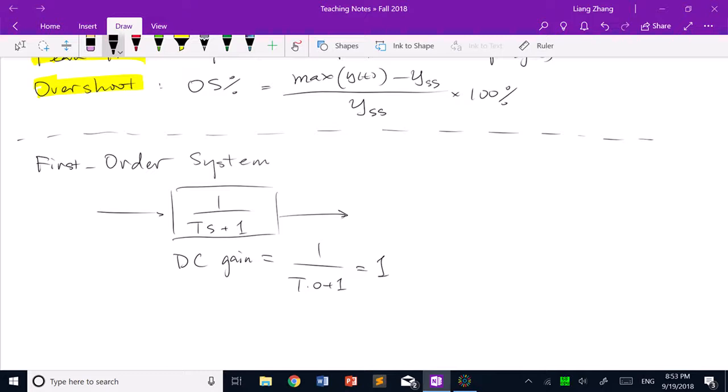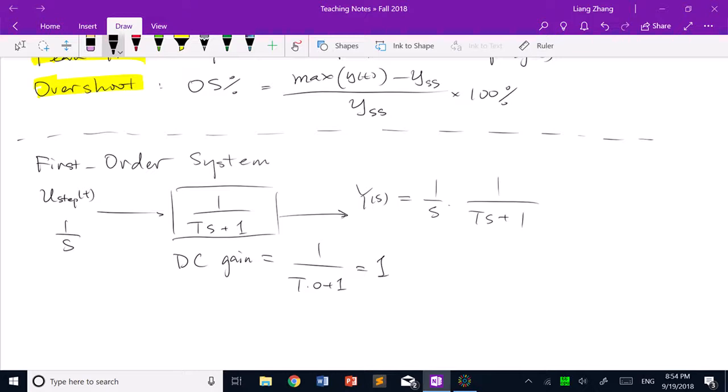Now, you have input and output, and remember when we talk about transient, we want to focus on the unit step response. So my input signal here will be the unit step, and in the frequency domain, the Laplace transform will be 1 over s. My output Y of s will be 1 divided by s times 1 over Ts plus 1.